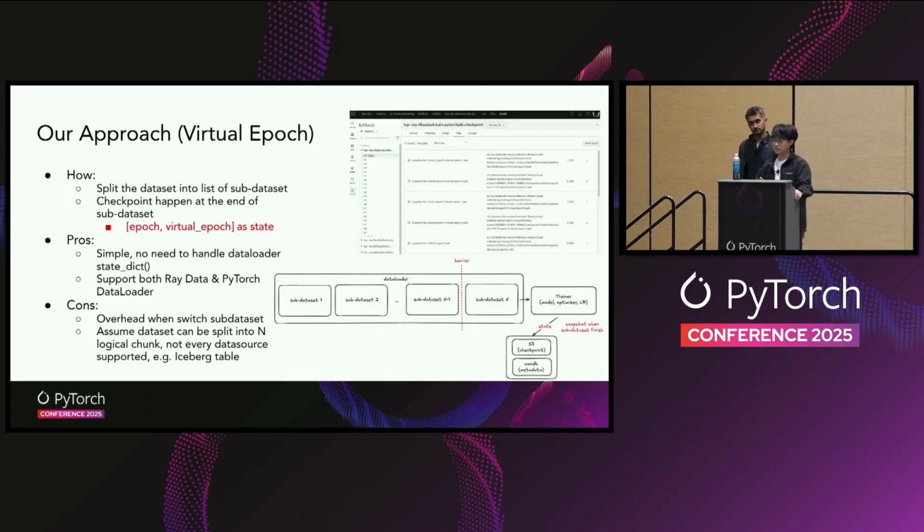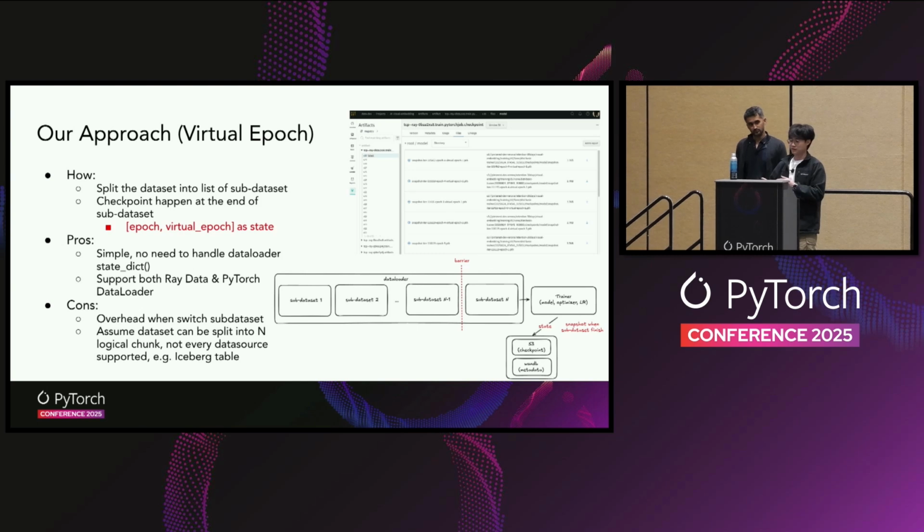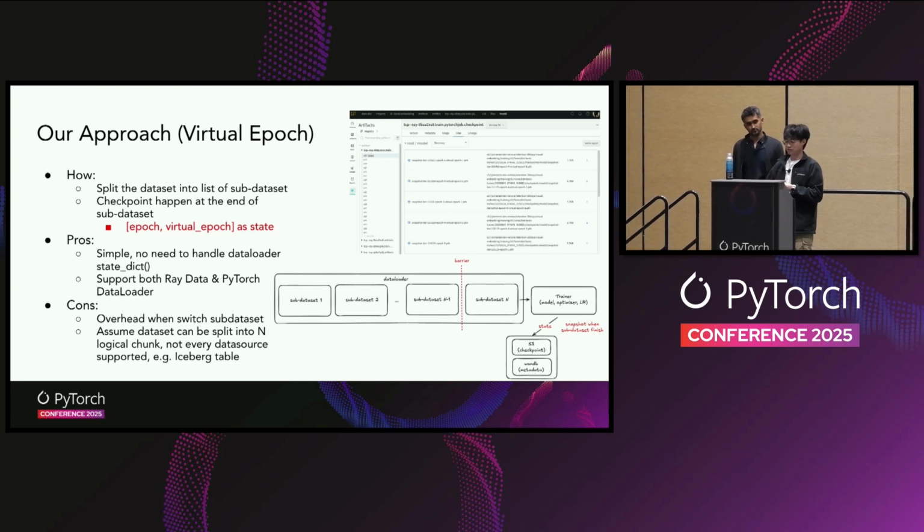There's also one assumption here: we assume all the data can be logically split into pieces, which may not be true. For example, if we're using an Iceberg table as a data source, then that could be an issue for you to split.